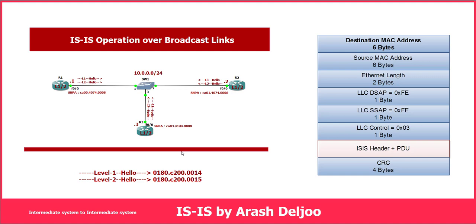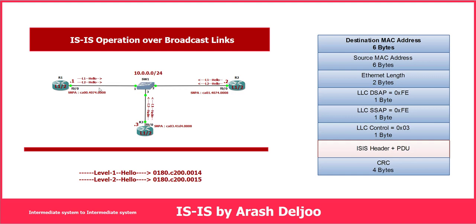As you know, in point-to-point links, ISIS uses one type of hello. We call it level 1 level 2 hello or level 1 level 2 IIH. But in the broadcast links, we are using two types of IIH, or two types of ISIS hello, L1 hello and L2 hello. In this video, I'm going to show you both of these types of hellos, and we will learn about these hellos' function.